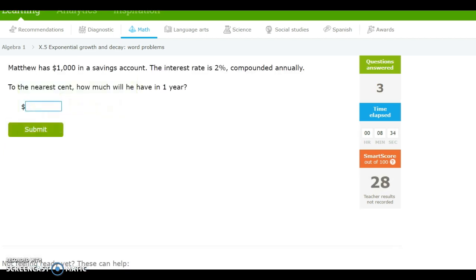Super. Okay, now we're talking about compounded interest. I'm just going to go ahead and solve this one and do a more difficult one.